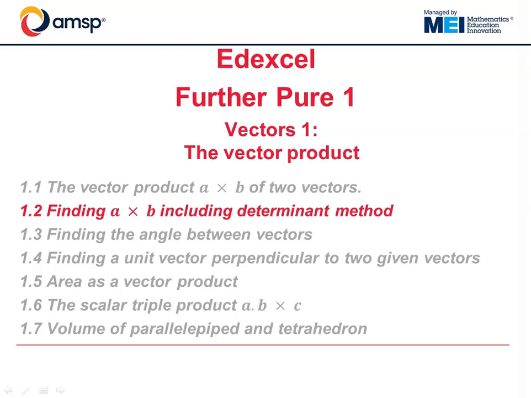In the last video we discussed how the vector product A cross B produces a vector which is at right angles to both A and B. What I want to do now is to look at how we can find the components of this vector.